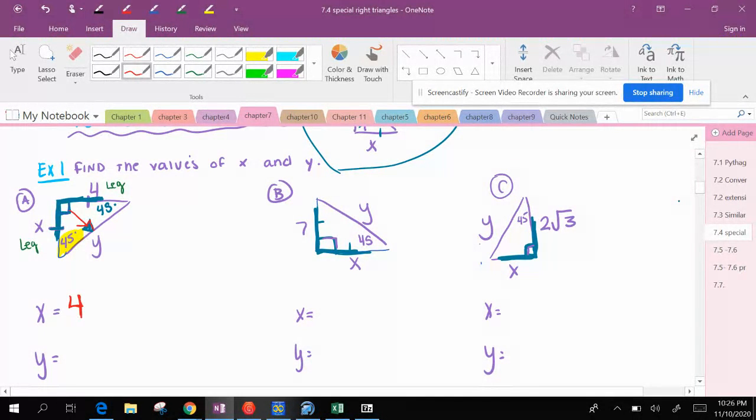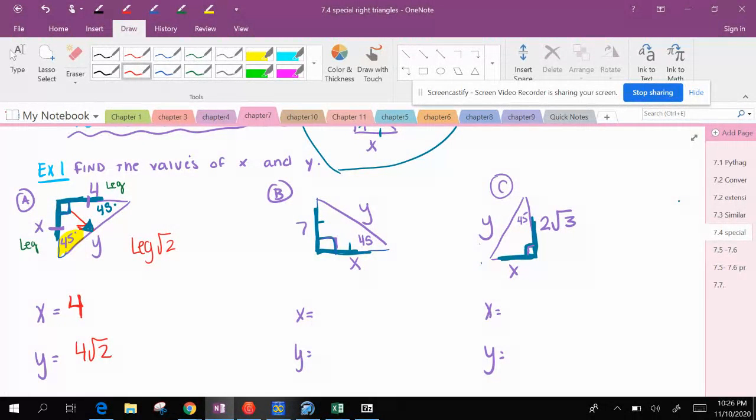Now we have to find my hypotenuse, across from the 90-degree angle. Well, this is simple. It's my leg length with a radical 2. Well, my leg length is 4. I'm tacking on a radical 2. That is it. It is that simple.